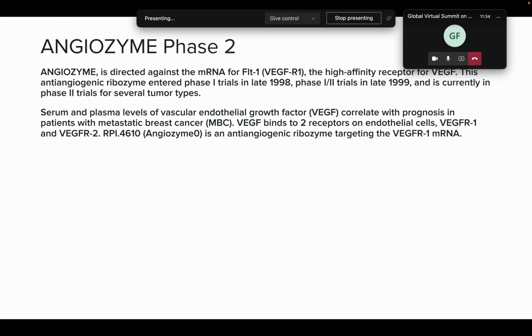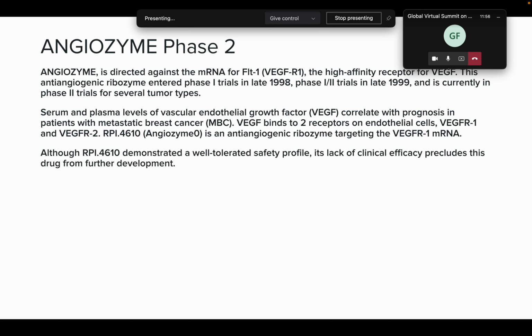So VEGF bound to two receptors in the endothelial cells, VEGFR1 and 2. So this was angiozyme, and it was the anti-angiogenic ribozyme targeting the mRNA of VEGFR1. Although it demonstrated a tolerated safety profile, it lacked the clinical efficacy that precluded this drug from further development.